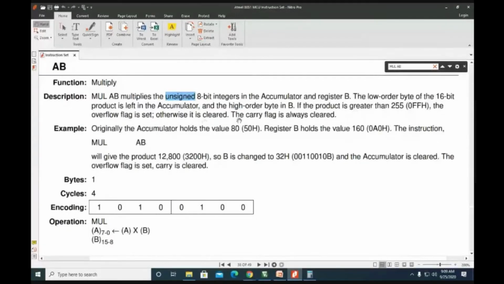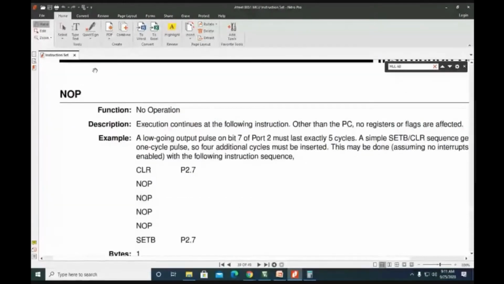So if the overflow flag sets, then we can look at the B register. If not, no need to look at the B register. It is up to the programmer's skill to make use of this flag as per our requirement. So let us experience this multiplication in the Keil IDE.